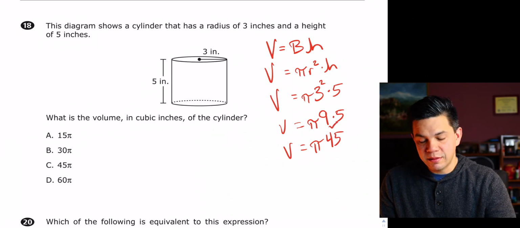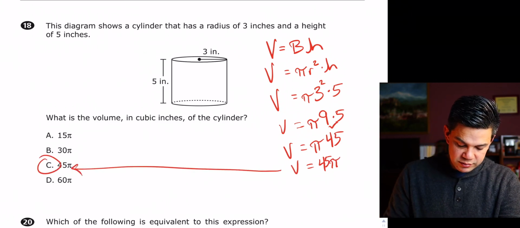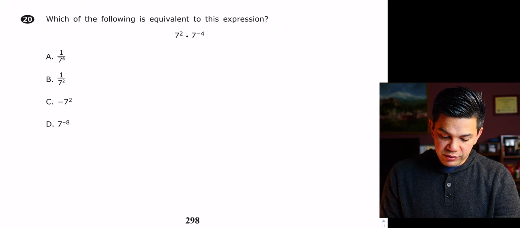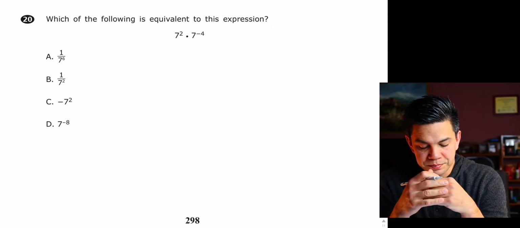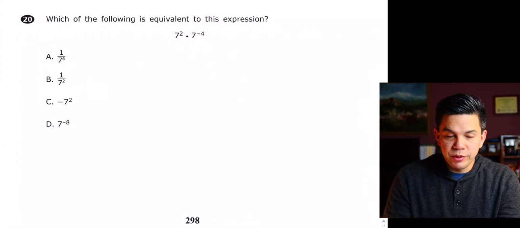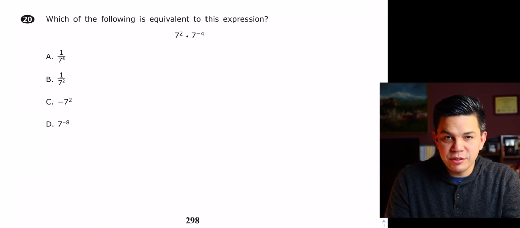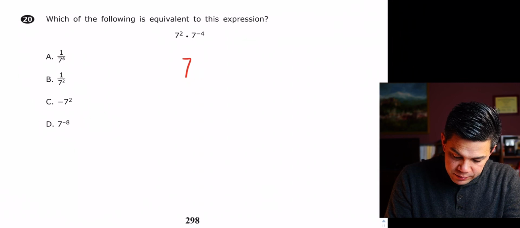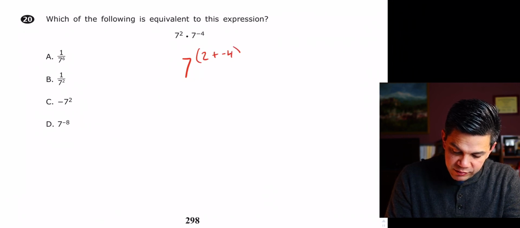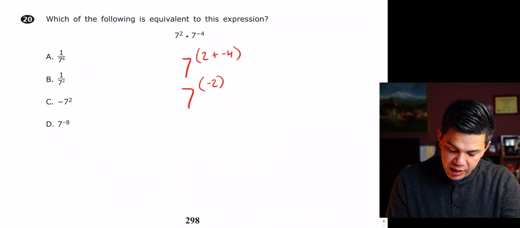I got that by 9 times 5, and then you can just switch the order of everything to make it look like C. Which of the following is equivalent to this expression? And you just have to know your integer rules here, which is that when you're multiplying integers with the same base, you can just add their exponents. So we have 7 to the 2 plus -4, which is 7 to the -2 power.